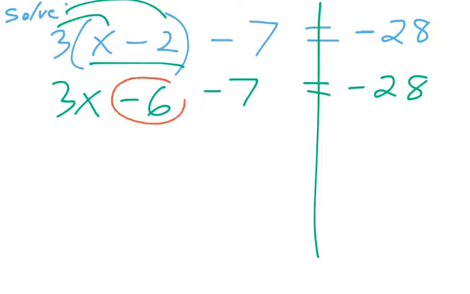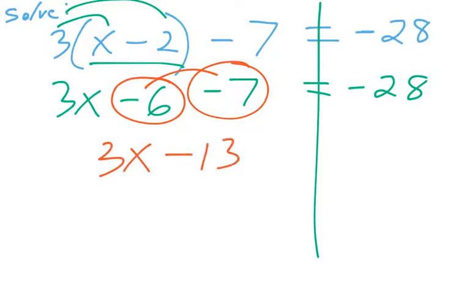On the left-hand side, we'll look to see if we have any like terms. And we do. We have these two integers, negative 6 and negative 7. So we're just going to add them together. Remember, when you're combining like terms, don't write anything underneath the problem. We're just joining these two together. So 3x, and if I add those two up, we get negative 13.